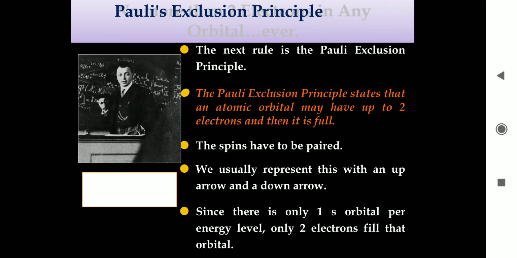That means in an orbital, if one electron has plus spin, the other has minus spin. It follows from Pauli's principle that an orbital accommodates a maximum of 2 electrons. Pauli's principle is useful in the determination of the maximum number of electrons present in main shells and in subshells.